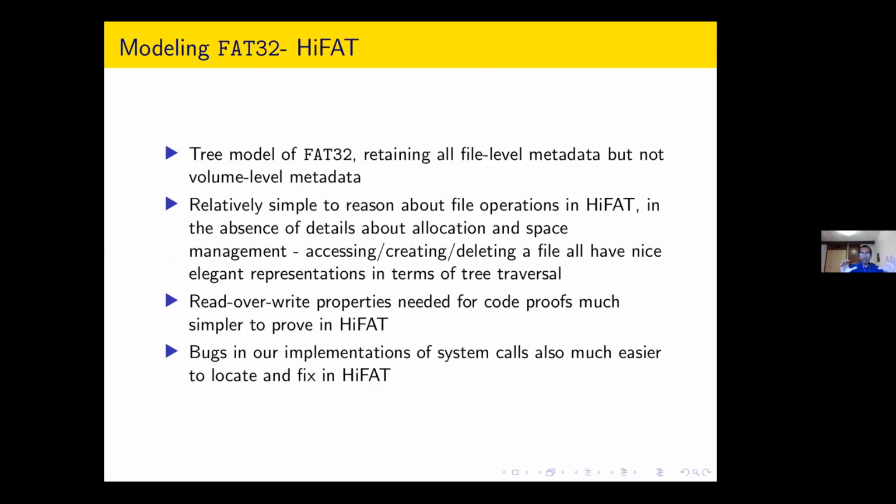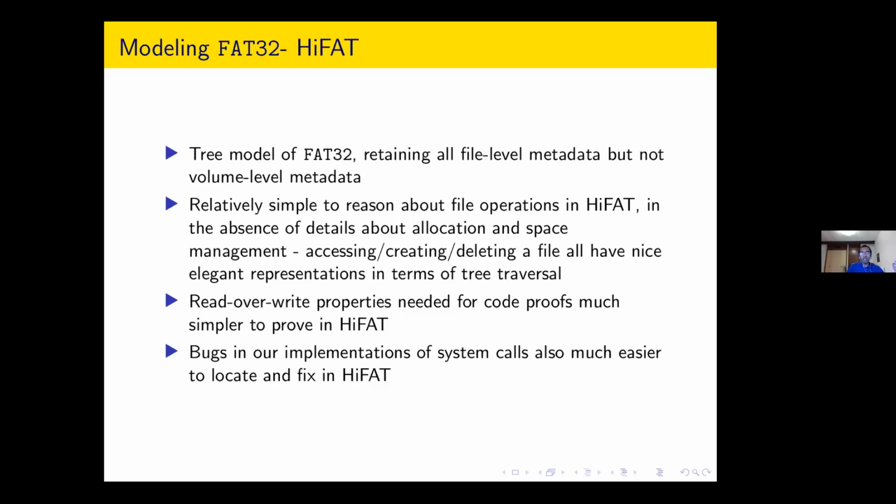So, to fill in a few details about HiFAT, so far I only referred to it as an abstract model of LoFAT, but really it is a tree model of FAT32. It retains all the file level metadata but not the volume level metadata. It's relatively simple to reason about file operations in this model, because we are crucially freed from some burdens which relate to allocation and space management. We don't have to worry about all these things. We just need to worry about whether we are accessing a file or creating a file or deleting a file.